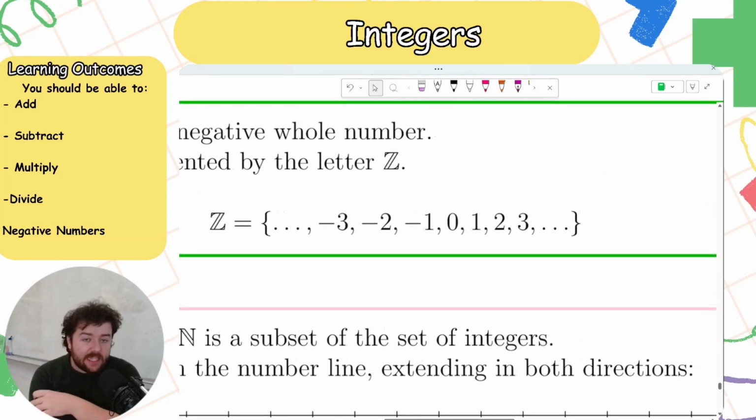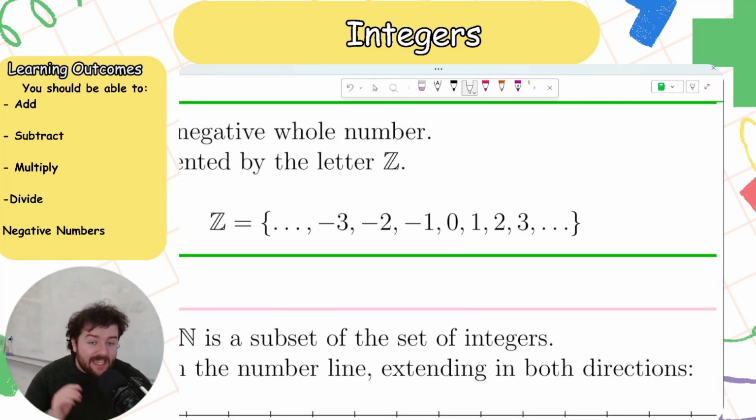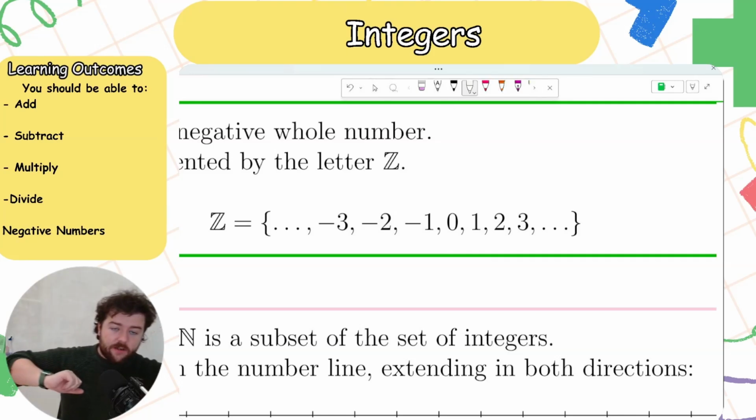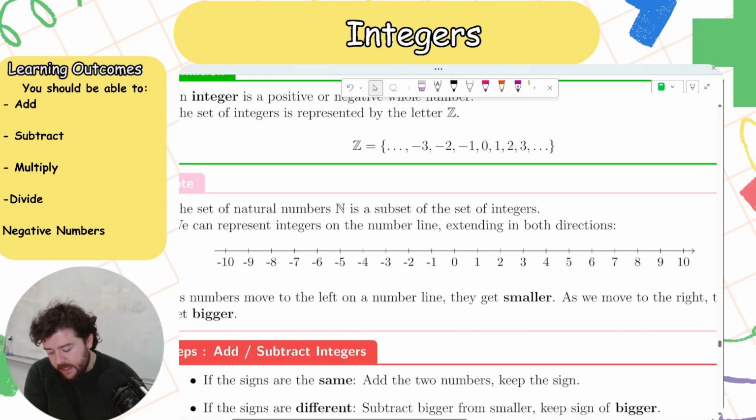We can write this in set notation: dot dot dot, minus 3, minus 2, minus 1, 0, 1, 2, 3, dot dot dot. Remember, these dot dot dots mean it keeps going to the left and it keeps going to the right. So we're including minus 3, minus 4, minus 5, minus 6, etc.